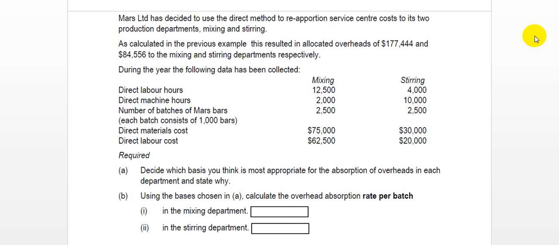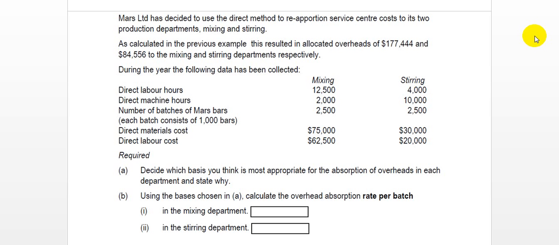So the second part of the question is asking us, using the basis chosen in A, calculate the overhead absorption rate per batch. We have chosen direct labor hours in the mixing. The overhead in the mixing is 177,444. So divide 177,444 by 12,500.